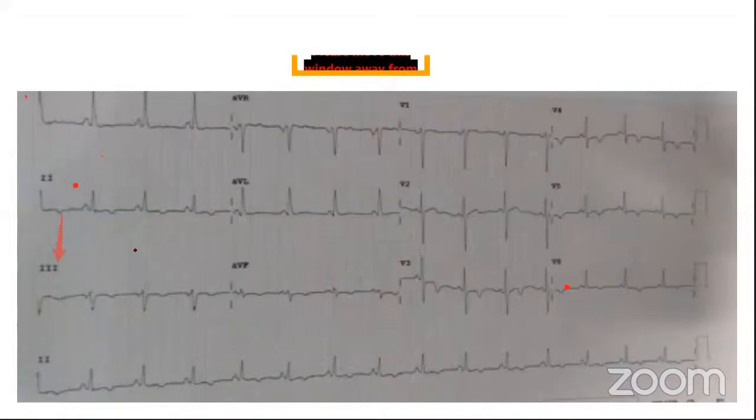Then what do you look at? Axis. Very good. Can you tell me what the axis is here? In lead 1, it is positive, sir.